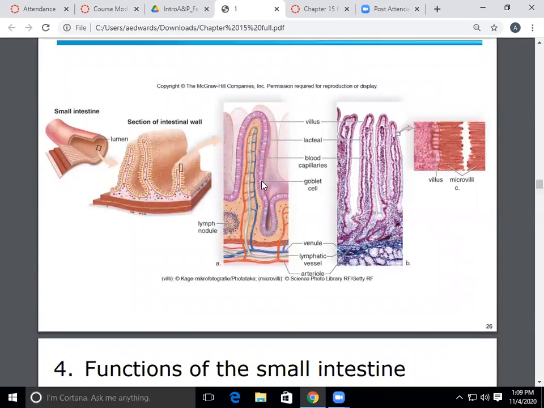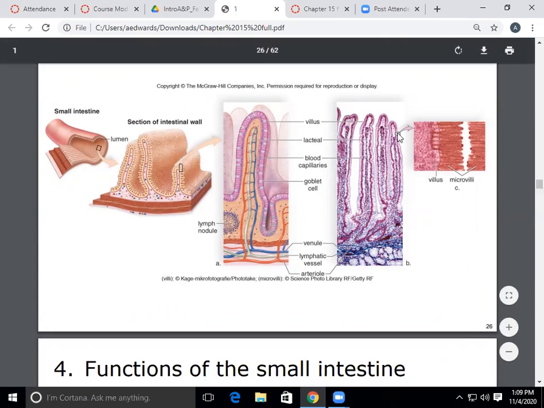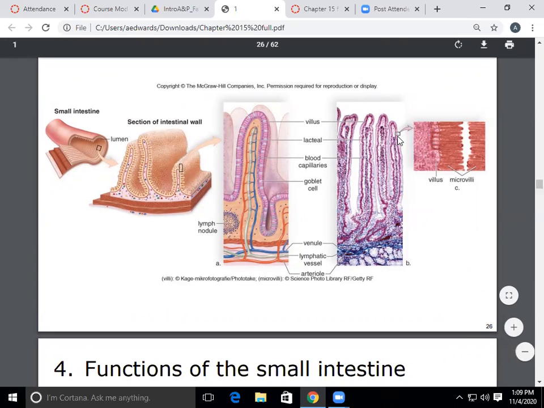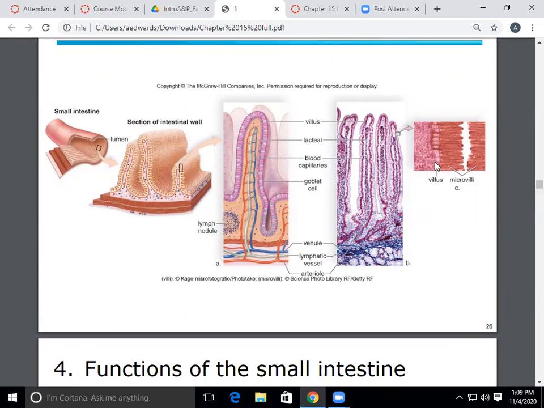You'll see a few goblet cells in the villus. They secrete mucus. Then if we look at the villus under the microscope, or under a higher power, on the surface of the villus you have microvilli. Even smaller villi. On the surface of the villi, you have microvilli, and again, that also increases surface area.